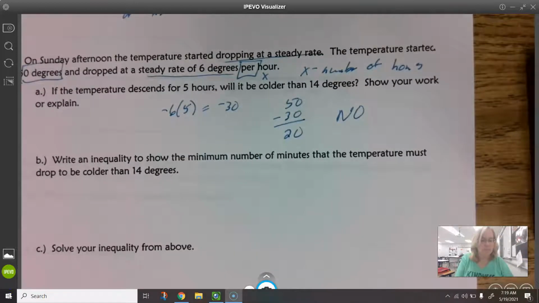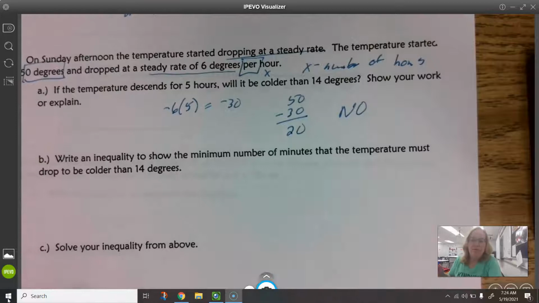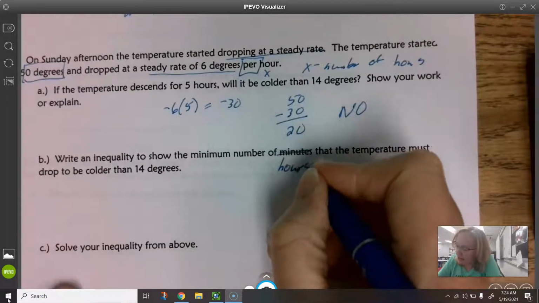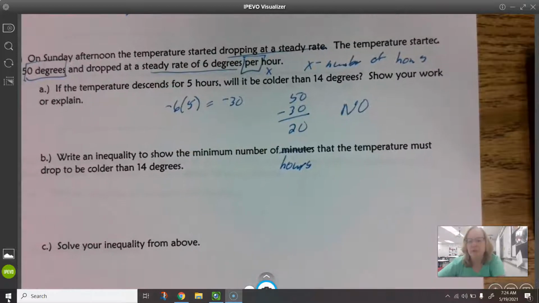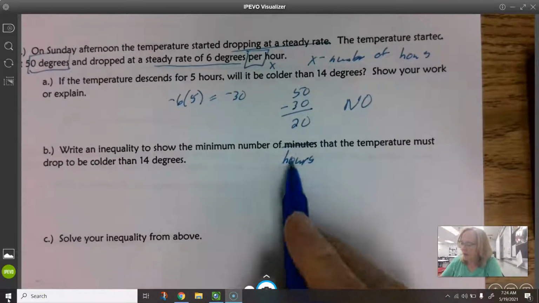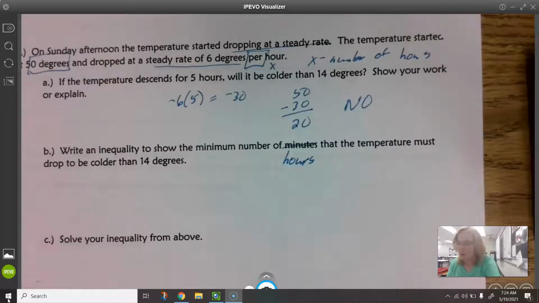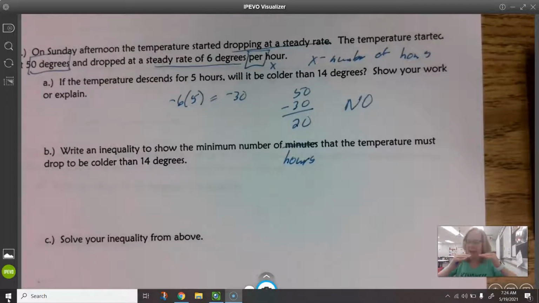Hold on a second. I forgot to say this. This is hours, and I know you were already told this by your wonderful teacher, so it's not a problem, but that is supposed to be hours right there, which works out much better for what we're doing. Okay, so here we go. We're going to write an inequality. So remember what we're talking about again.